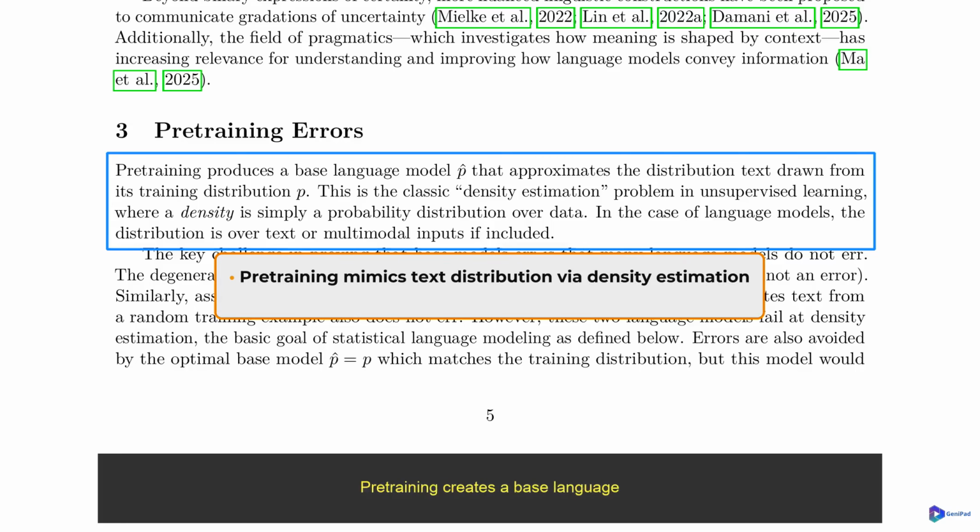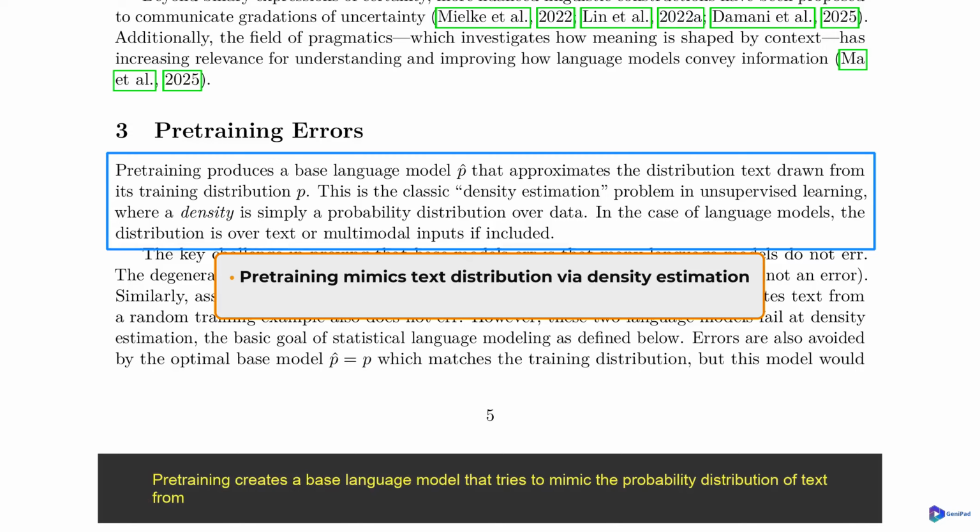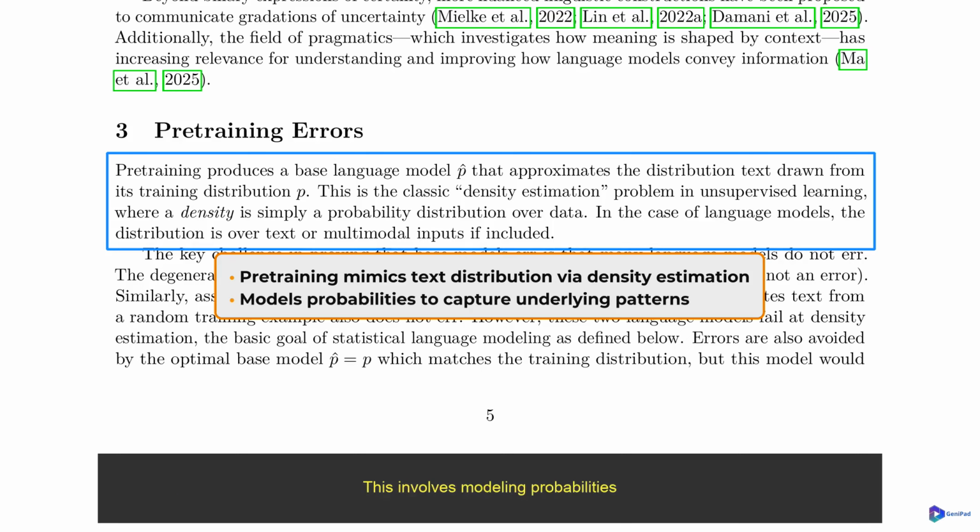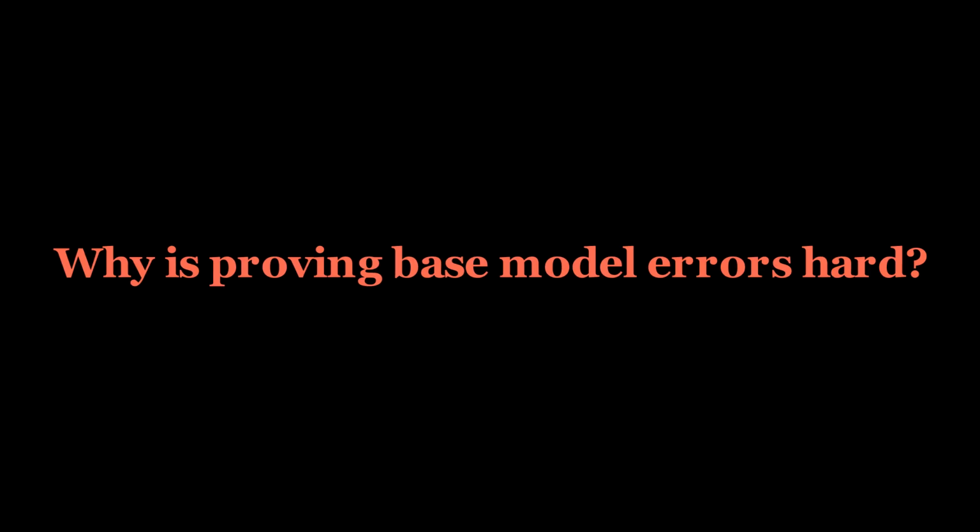Pre-training creates a base language model that tries to mimic the probability distribution of text from its training data, a process called density estimation in unsupervised learning. This involves modeling probabilities over text or other inputs, aiming to capture the underlying patterns.